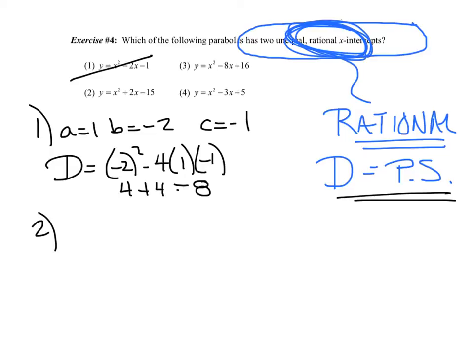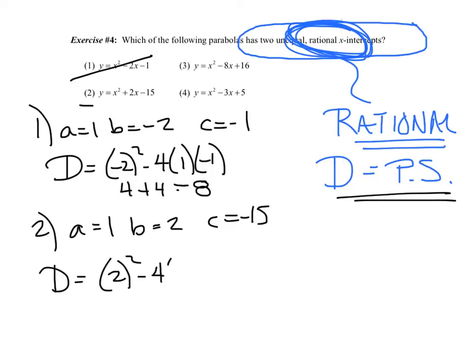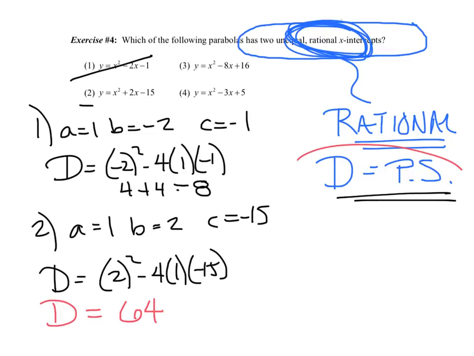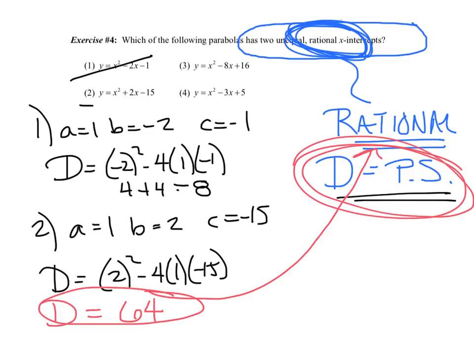Let's go to choice 2 here. a equals 1, b equals 2, c equals negative 15. My discriminant is b squared minus 4 times 1 times negative 15. So I've got 4, b squared is 4, minus 4 times 1 times negative 15. I get a discriminant of 64. Is 64 a perfect square? Well, ding, ding, ding, we have our winner there. If I get a perfect square, I know that means I have a rational root, and I'm going to go with choice 2.